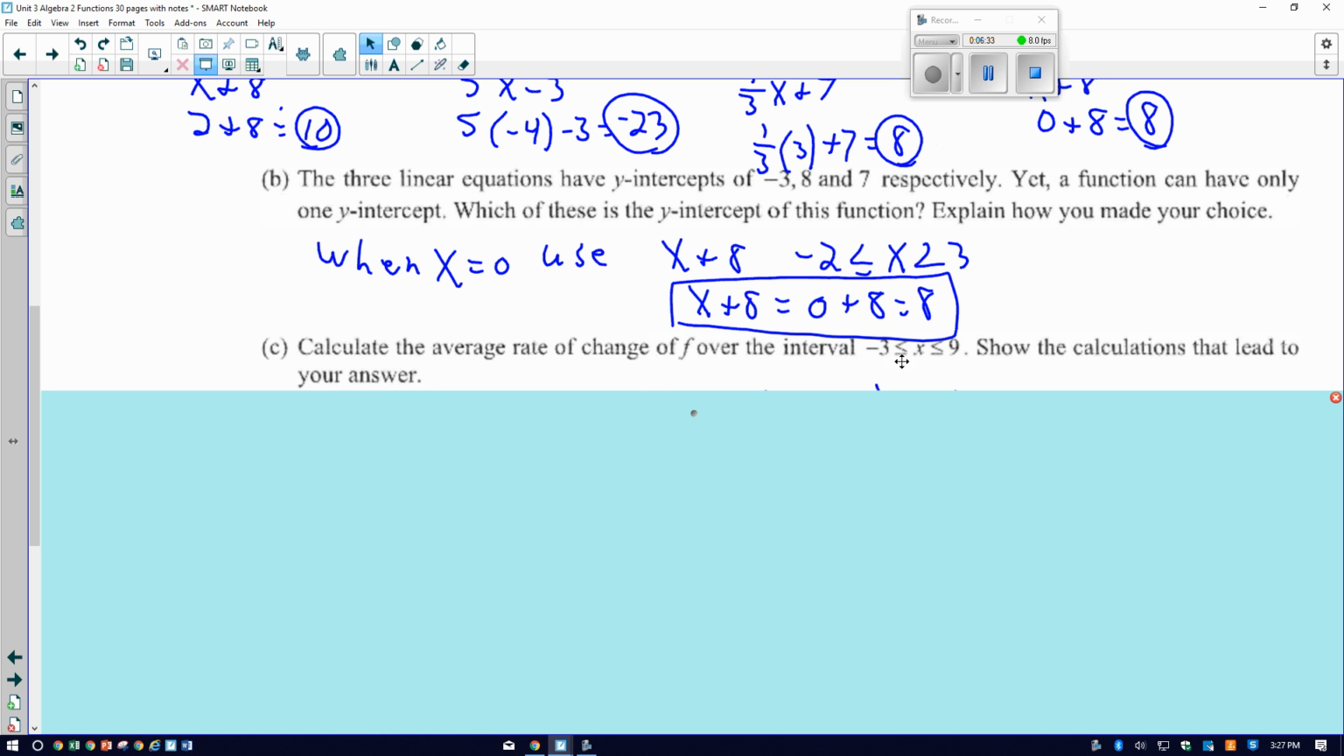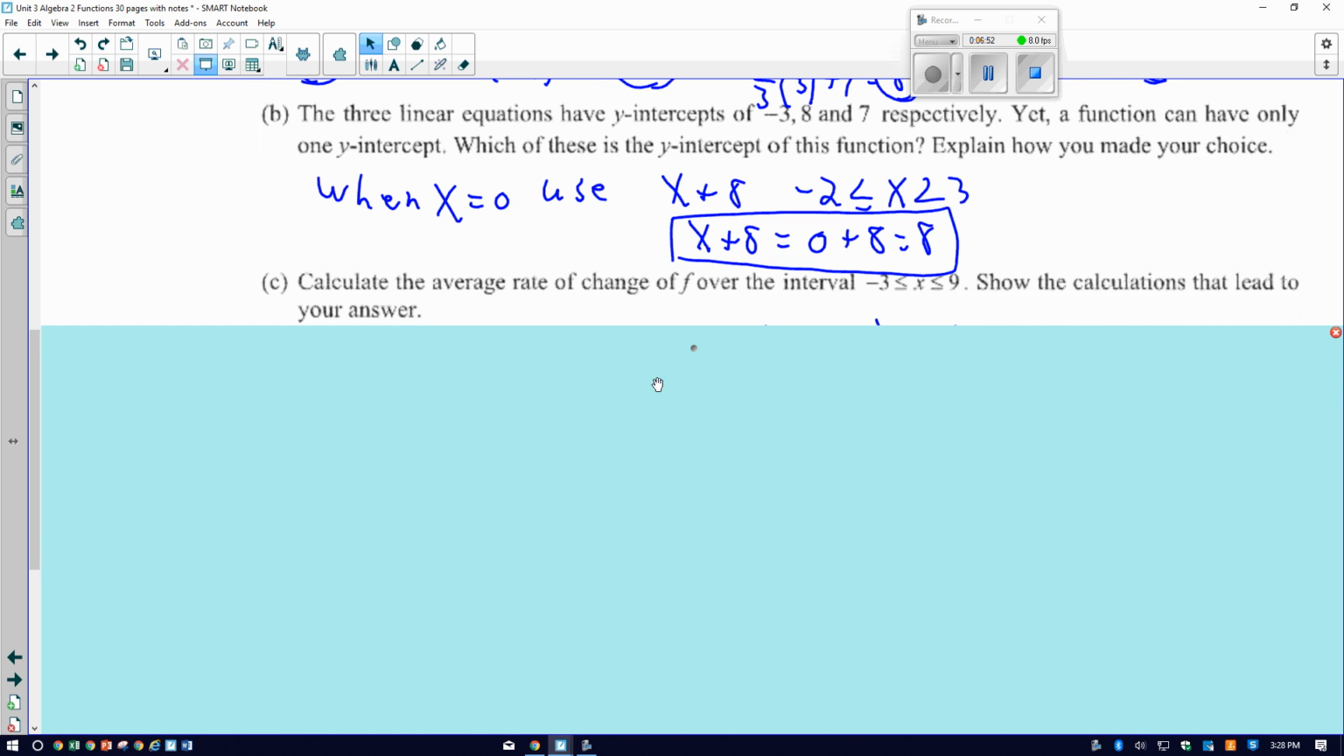Calculate the average rate of change over the interval -3 is less than x, which is less than or equal to 9. Show your calculations that lead to the answer. Give it a shot. Teacher, you can hit pause. I hope you hit pause. Just hit the pause button down here, not this one up here. That one down there.